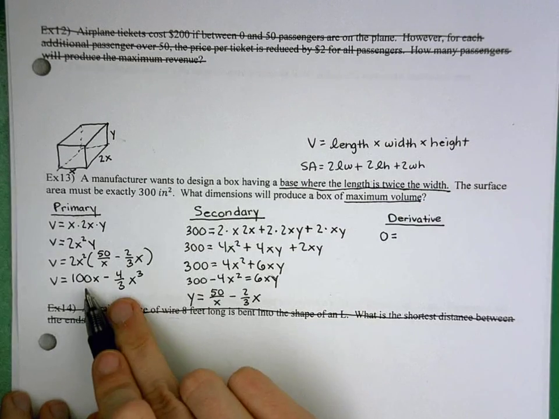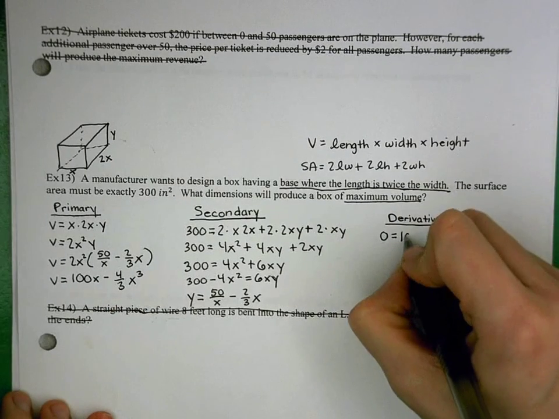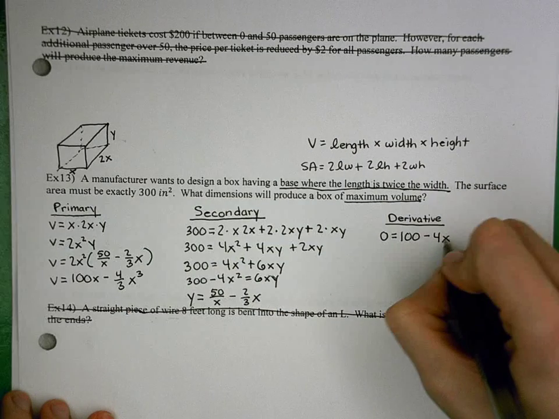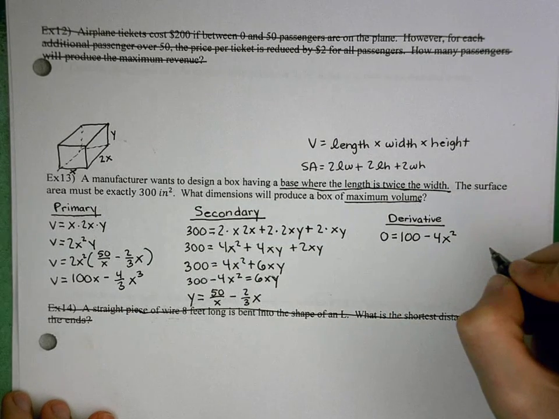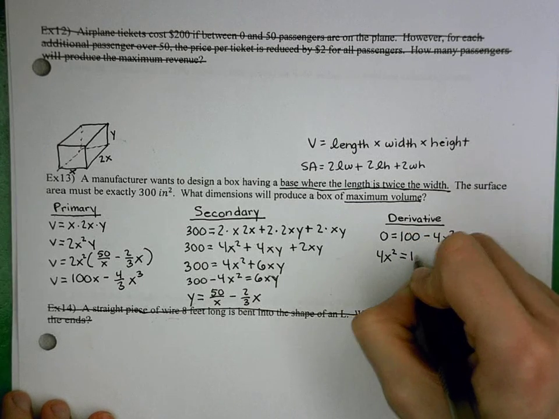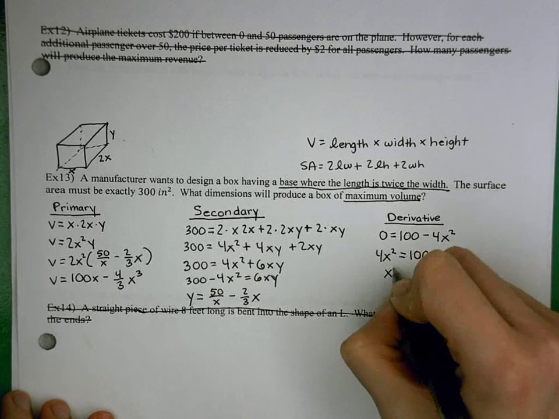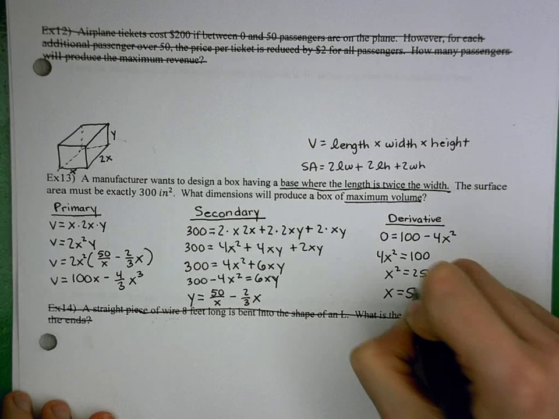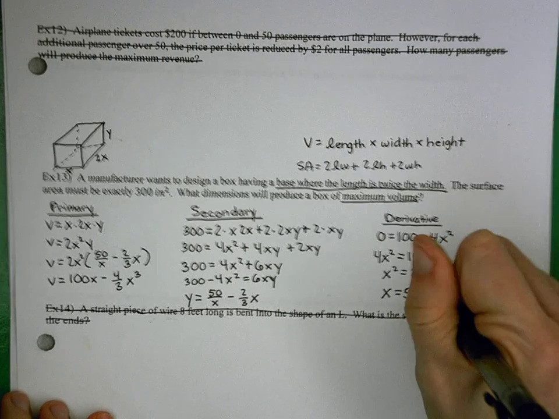Okay, derivative of 100x is 100. Derivative of 4/3 x cubed is 4x squared. And now I can solve for x. Go ahead and add that 4x squared over, divide the 4 over, and I get x equals 5. And my units in this case are inches.